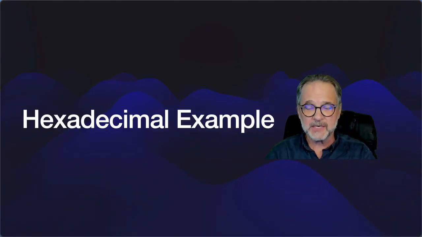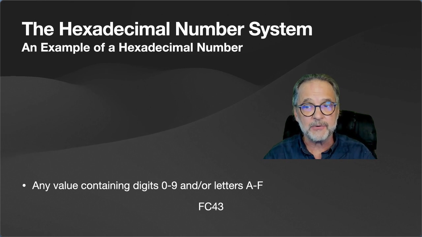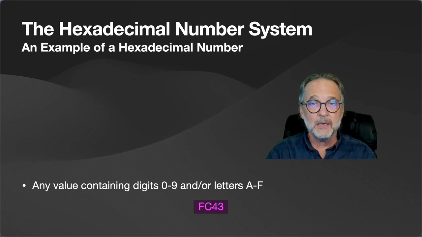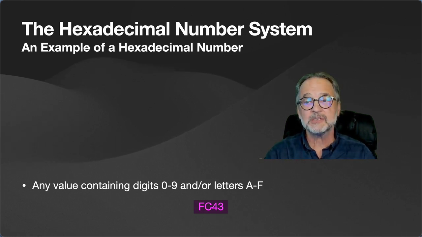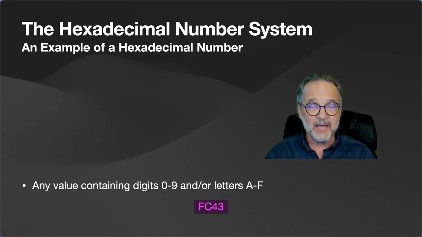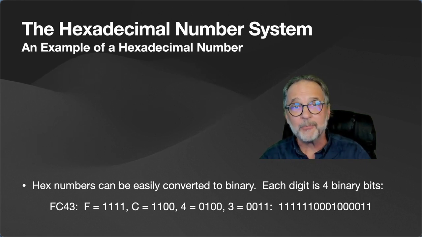So let's start off with an example here. Any value containing digits 0 through 9 and/or letters A through F is a hexadecimal value. So in this case, FC43, because F is a valid hexadecimal digit, C is a valid one, 4 and 3 obviously are, that is a hexadecimal number. Now, how is that represented in binary?